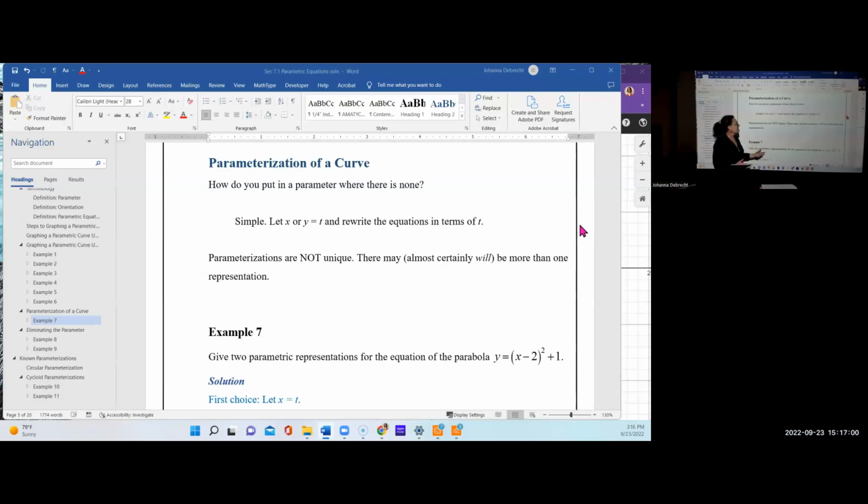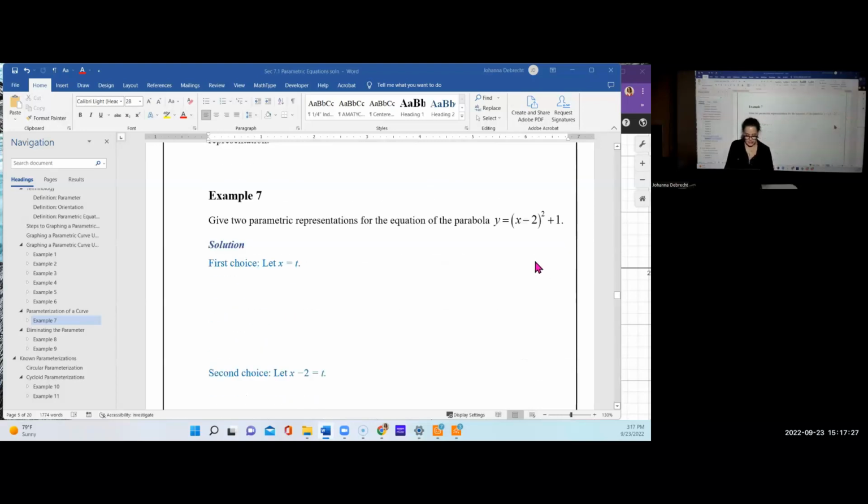So if you let x equal t, then y gets written in terms of t since it was originally in terms of x, and you have two equations, x equals t and y equals some function of t. Parameterizations are not unique. There's almost always infinitely many ways to parameterize the exact same curve, so they're not unique. But there is usually an obvious choice or a simpler way to parameterize.